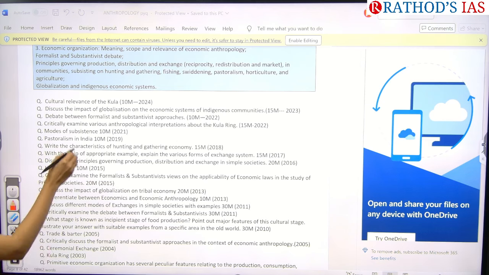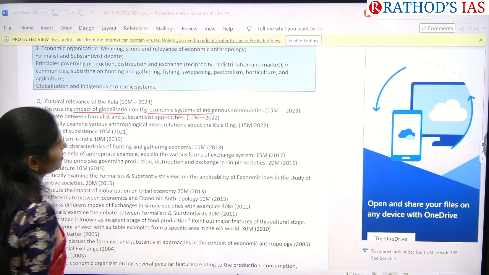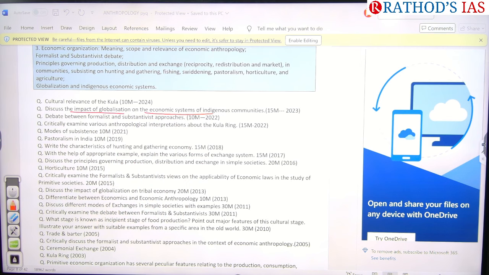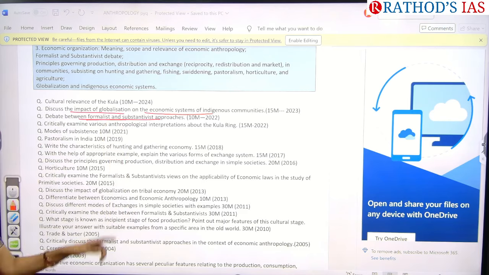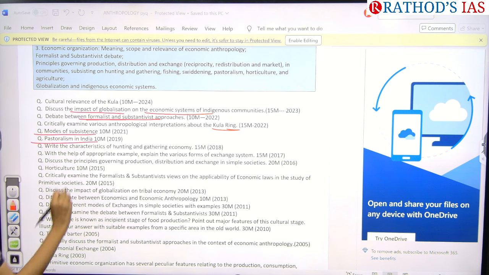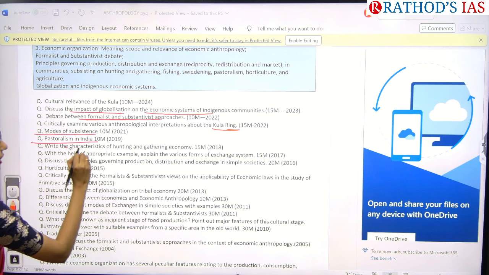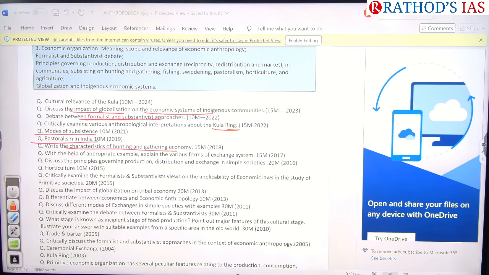And next one is the impact of globalization on economic systems. This is a general studies question. Next is the formalist and substantivist approach, which is directly in your syllabus. Next is the Kula ring. Next is modes of subsistence. It is about hunting, gathering, pastoralism, agriculture, horticulture, everything. Next is pastoralism in India. Next is what are the characteristics of hunting and gathering economy. You have to write about hunting, gathering, women's role, men's role, and examples.